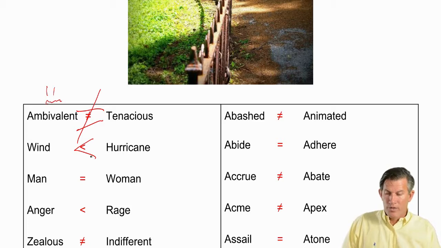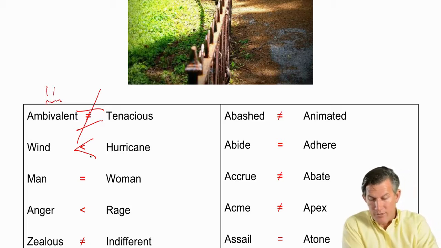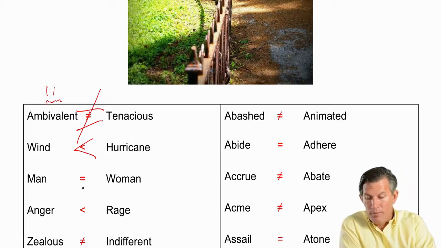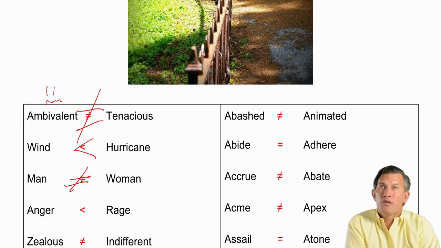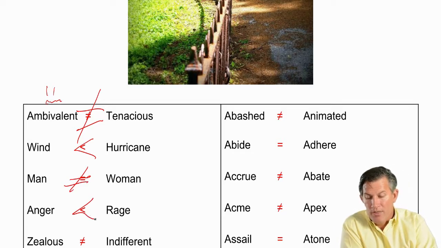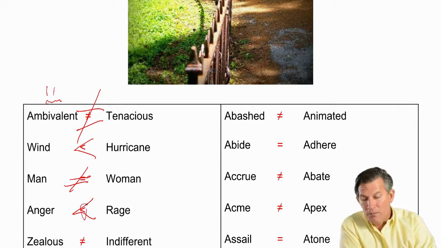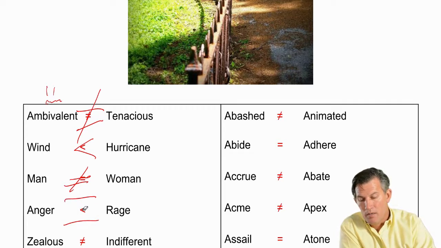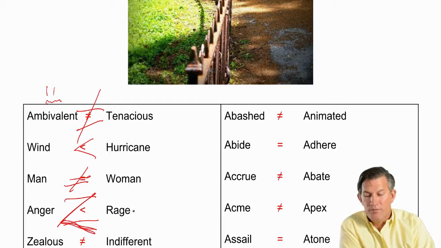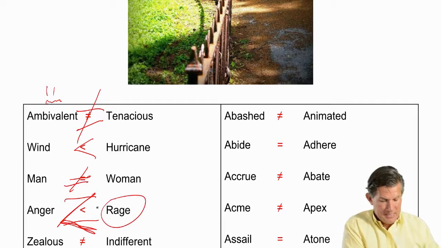Okay, wind, we've already done this one, is a lot less than just a huge amount of wind, like over 150 miles per hour in a hurricane. Okay, man and woman are not equal because there's not equal rights. They're opposites. We've already discussed this. We've already discussed that rage is much bigger than anger. I mean, you might make the mistake and say that they're equal. Okay, but they're actually, one is much bigger than the other. Rage is bigger.